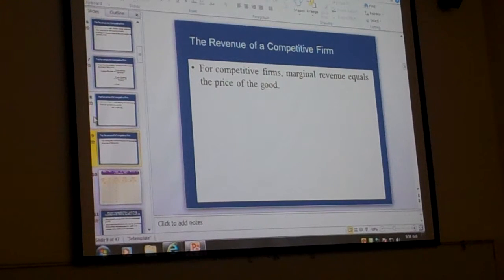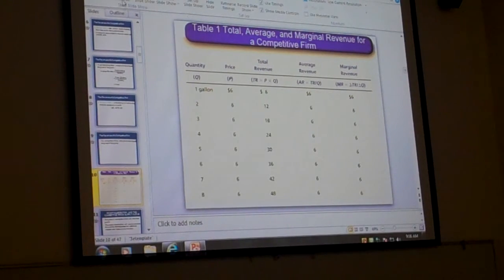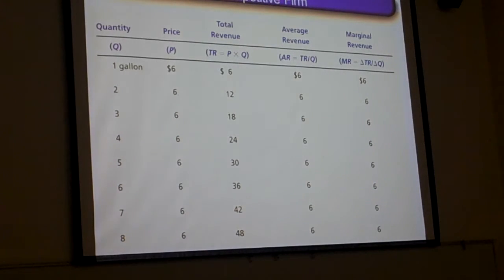Okay, and then for a competitive firm, marginal revenue equals the price. Is everybody cool with that? See where that's coming from? We sell one more unit, and the marginal revenue, which is what you get for selling that one more unit, is equal to the price, which is equal to the average revenue. Okay, so is everybody okay with this? Any questions? See where it's all coming from?